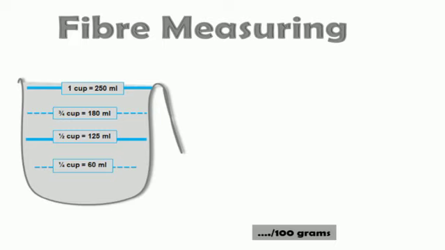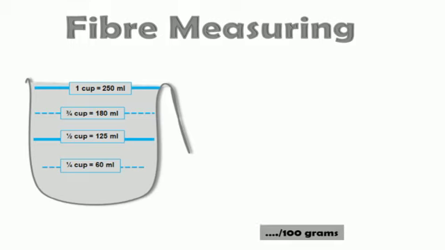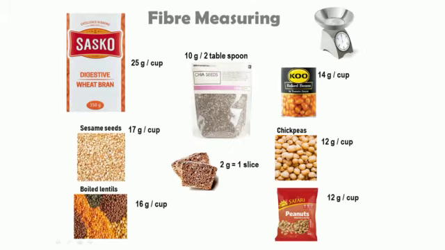If you want to know how much fiber there is in certain foods, then this part is for you. How is fiber measured? Fiber is measured in grams per 1 cup or half a cup, or grams per 100 grams. Remember, 1 cup is equal to 250 milliliters, and half a cup is equal to 125 milliliters. These are a few examples of how you can measure fiber intake.